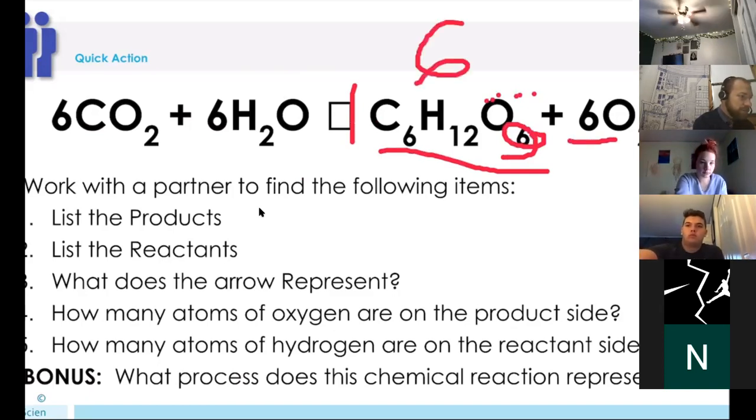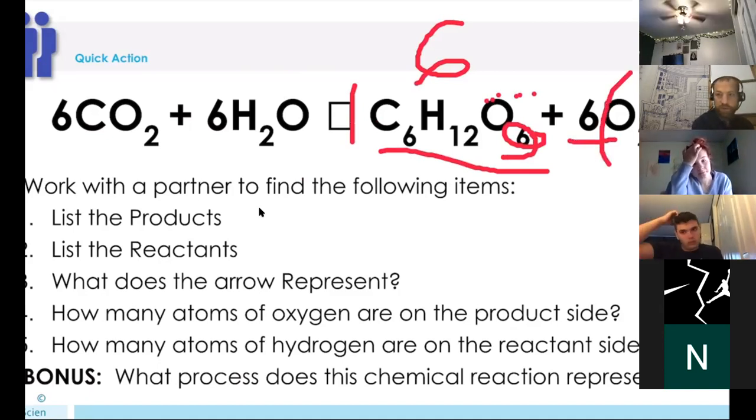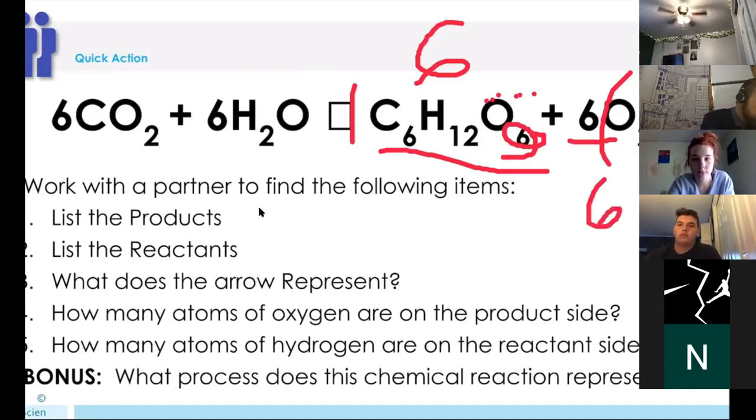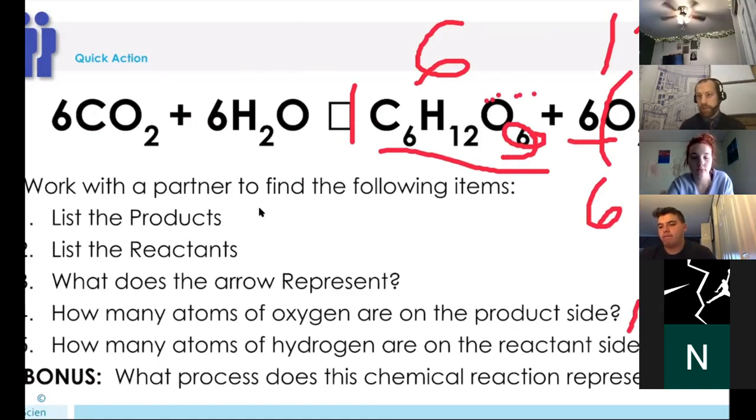We have 6 O2 molecules. Each O2 has 2 oxygen, right? So here we have 6 times 2 for a total of 12 oxygen over here. That means we must have 18 oxygen on the product side. How many oxygen must we have on the reactant side? 18. Beautiful, right? We have 18 on the product side, we have 18 on the reactant side. We must. That's the law of conservation of mass, right?